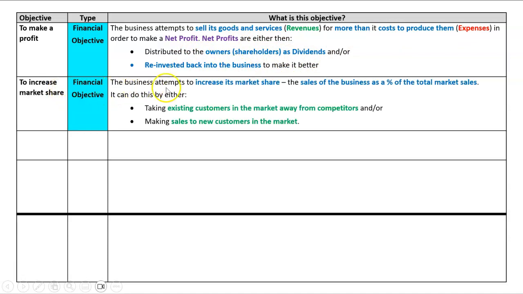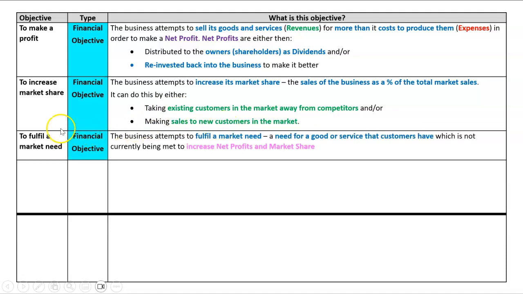We had to increase market share. That's where the business attempts to increase its market share, which is the sales of the business as a percentage of the total market sales. And we can do that by either taking customers from the competition or making sales to new customers. Objective number 3 was to fulfill a market need, and that's a need for a good or service that customers have, which is not currently being met. And we do that so we can achieve the other 2 objectives there.